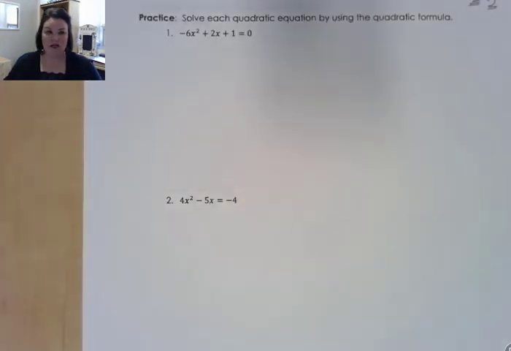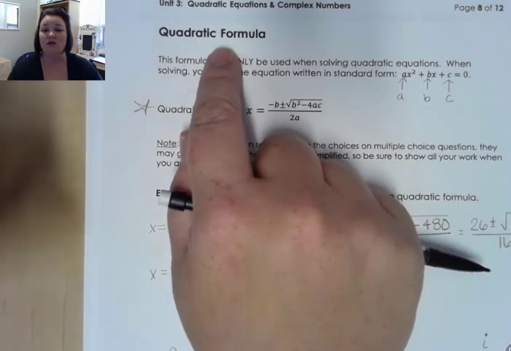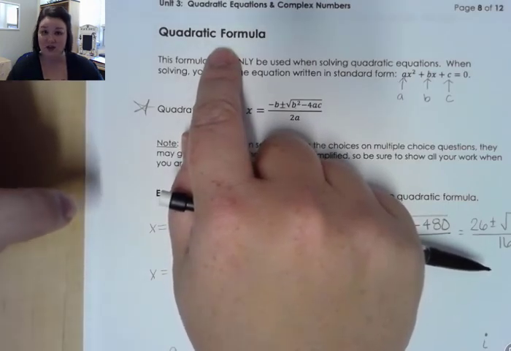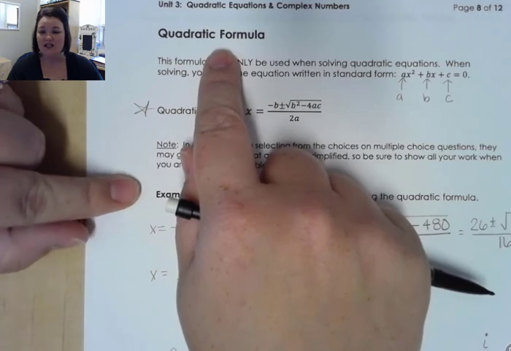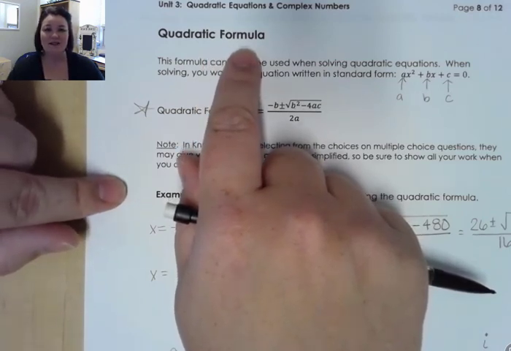All right, so that is the end of the quadratic formula section. So you should now be able to complete the quadratic formula assignment in Knewton. If you have any questions or issues, please let me know. Otherwise, get to it.